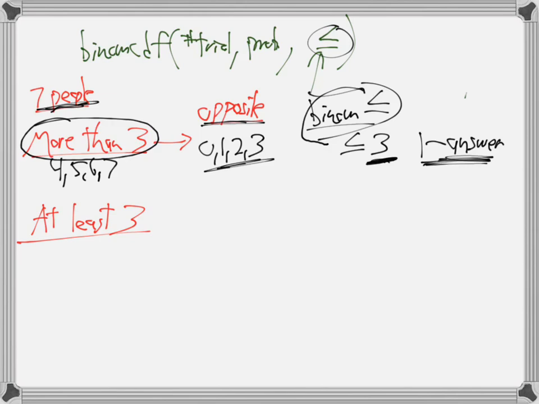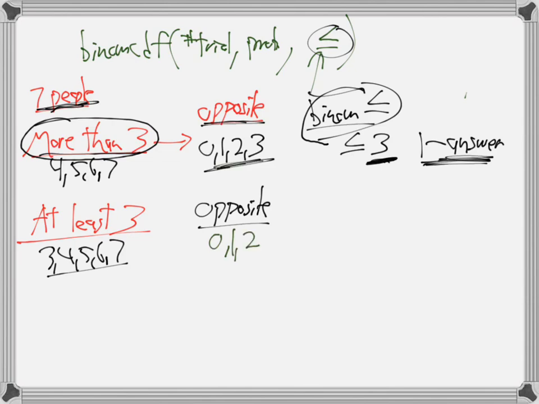If I said, hey, there were 7 people, and at least 3, whatever. So 3, 4, 5, 6. At least 3 means 3, 4, 5, 6, or 7. You'll plug in 3. It includes the 3, right? Yeah. At least 3 includes the 3, whereas more than 3 does not. See the difference? So then what's the opposite of 3, 4, 5, 6, or 7? 0, 1, and 2. Different than that, huh?